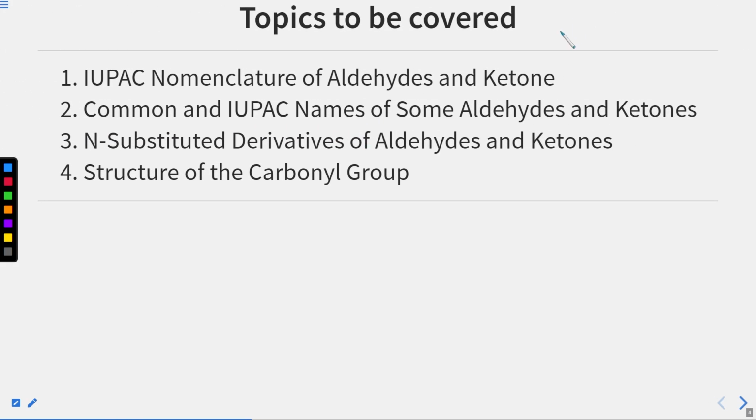So these are the topics that will be covered today. First of all, we'll see the nomenclature of aldehyde and ketone. Afterwards, we'll see a table which will summarize all those nomenclature, including the common names. Then I will try to make a presentation of how the N-substituted derivative groups look like. They are basically derivatives of your carbonyl group, only the oxygen is substituted by nitrogen. So they are kind of derived from your carbonyl groups. At last we will see the structure of the carbonyl group, how this C double bond O looks.